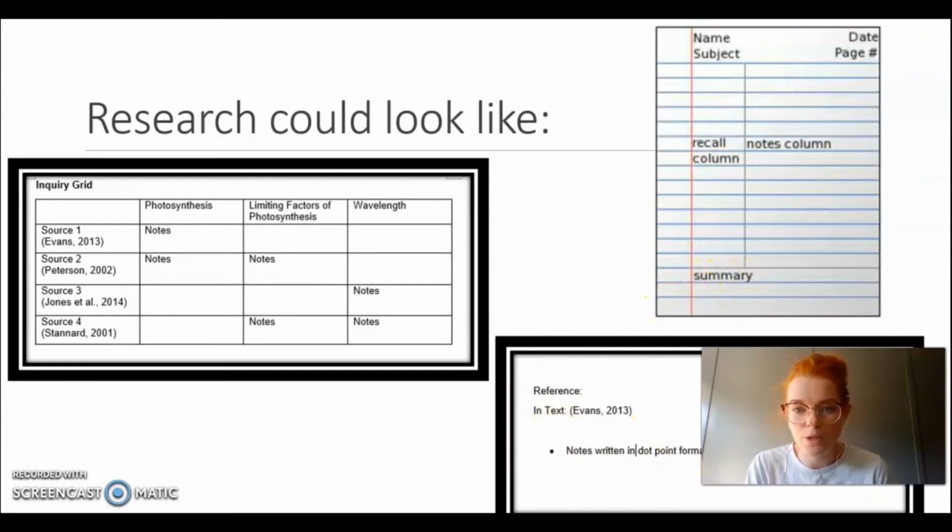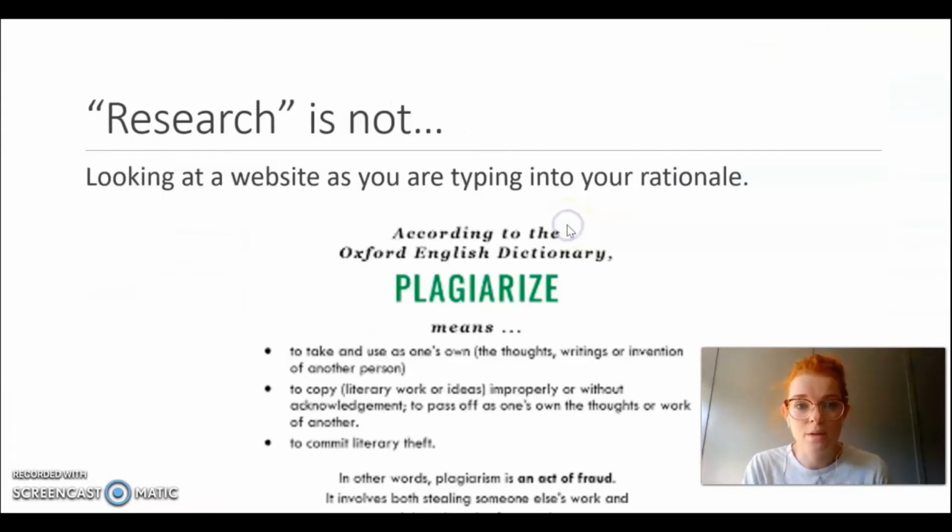Then you could also be using your in-text reference. This would have your actual reference that will go in your reference list, and then notes written in dot point format. Make sure you're not writing in sentences because that's not how you take notes. You write in dot point format. If you're writing in sentences, then you're more than likely going to plagiarize. So you shouldn't be looking at a website and then typing straight into your rationale. That puts you at major risk of plagiarism.